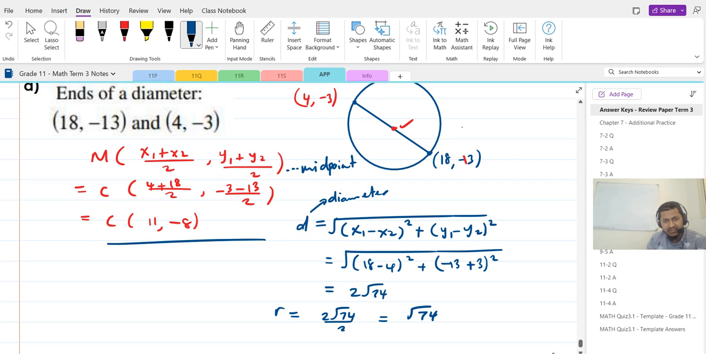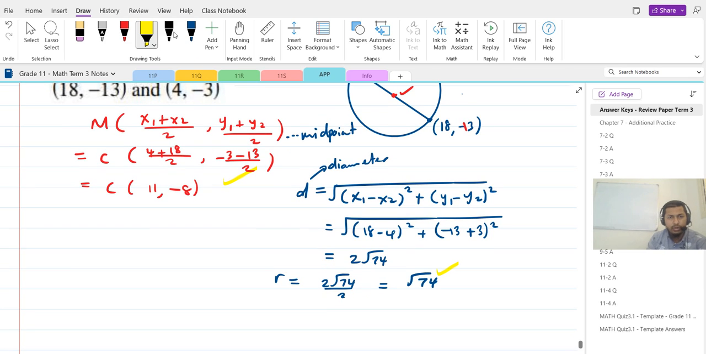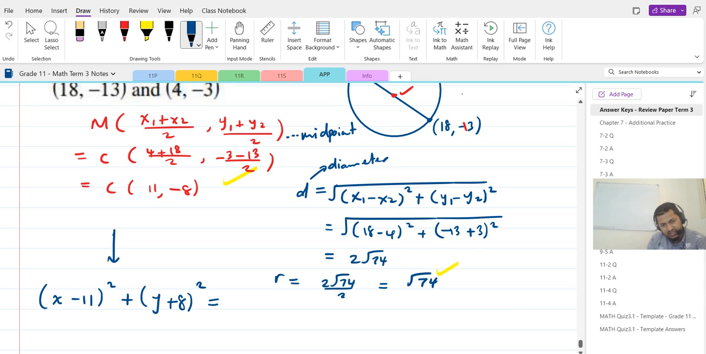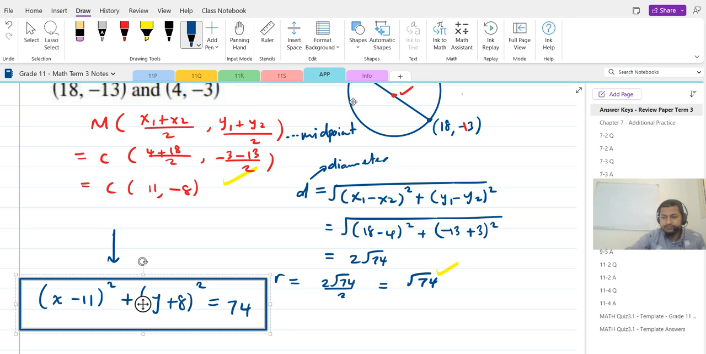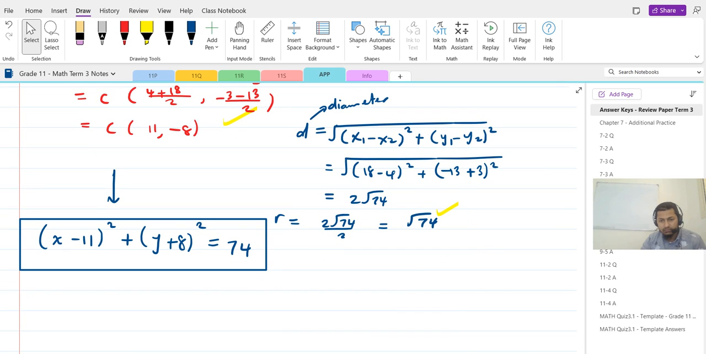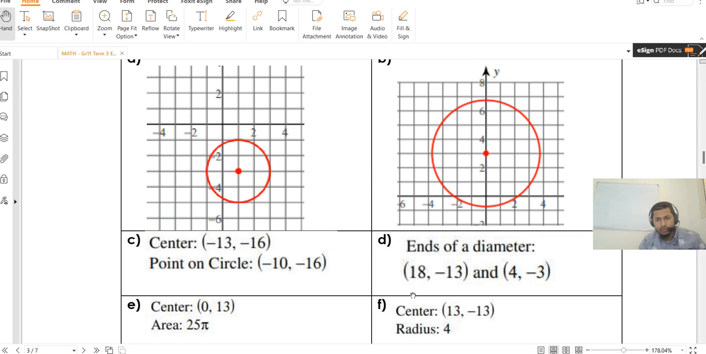So now we have a center and we have a radius, so now it's easy to solve the problem. What's the equation? x minus 11 squared plus y plus 8 squared equals square root of 74 squared, which is just 74. And that's my answer there. That was a nice problem.